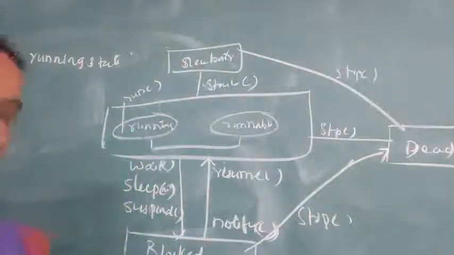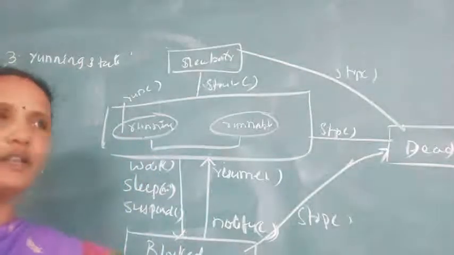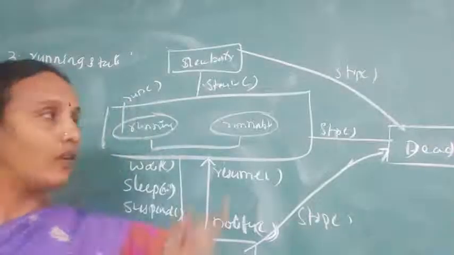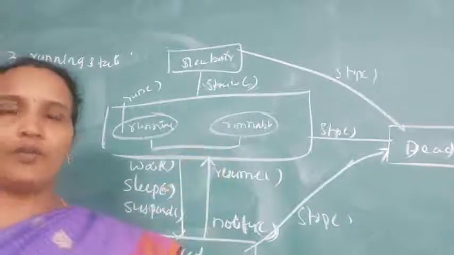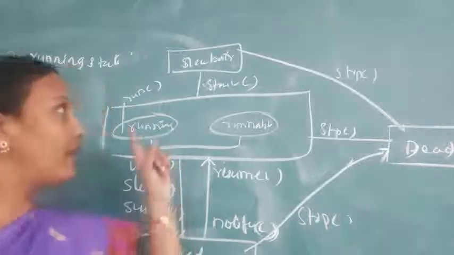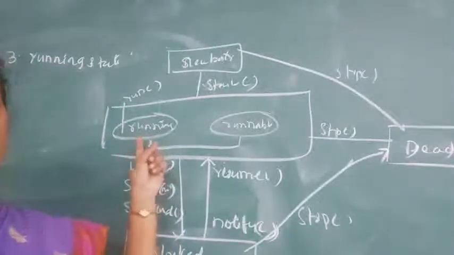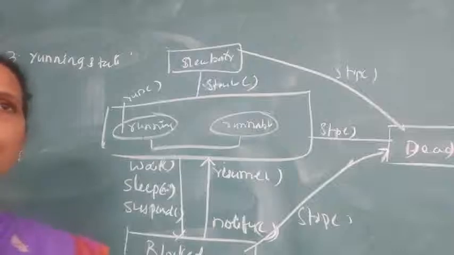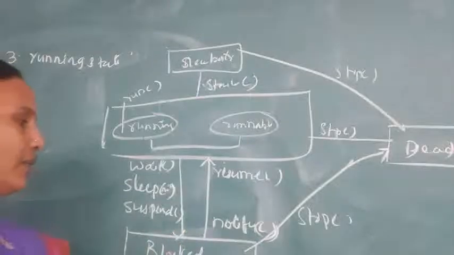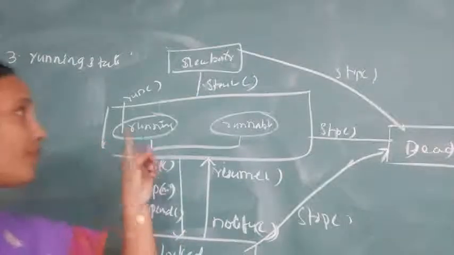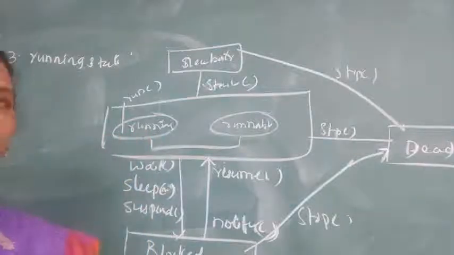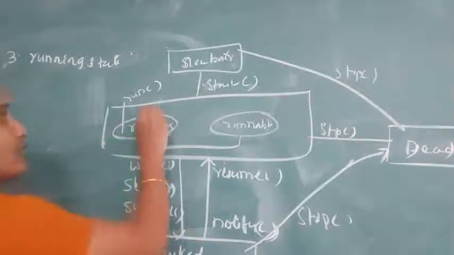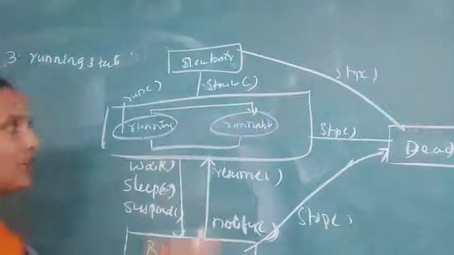So when a thread is running and meanwhile it needs some input values or some files to be uploaded, the thread is waiting for some input from the user. In that case, the thread is moved from the running state to the blocked state. When it gets the input from the user, it is moved again from the blocked state to the running state. Example, it is waiting for some input.